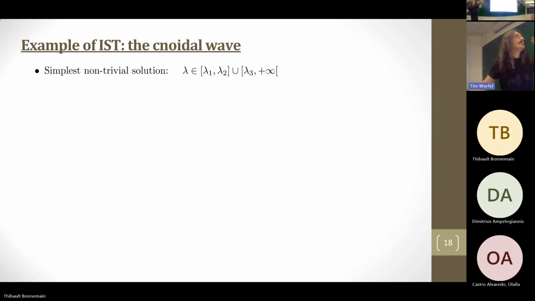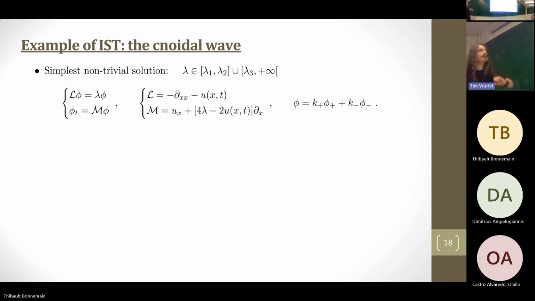But as you will see, even for this simple case, the way to obtain the wave field U is a bit convoluted. So the next few slides will be a bit technical, but I think it's still interesting to show you how inverse scattering works. So please bear with me for this.